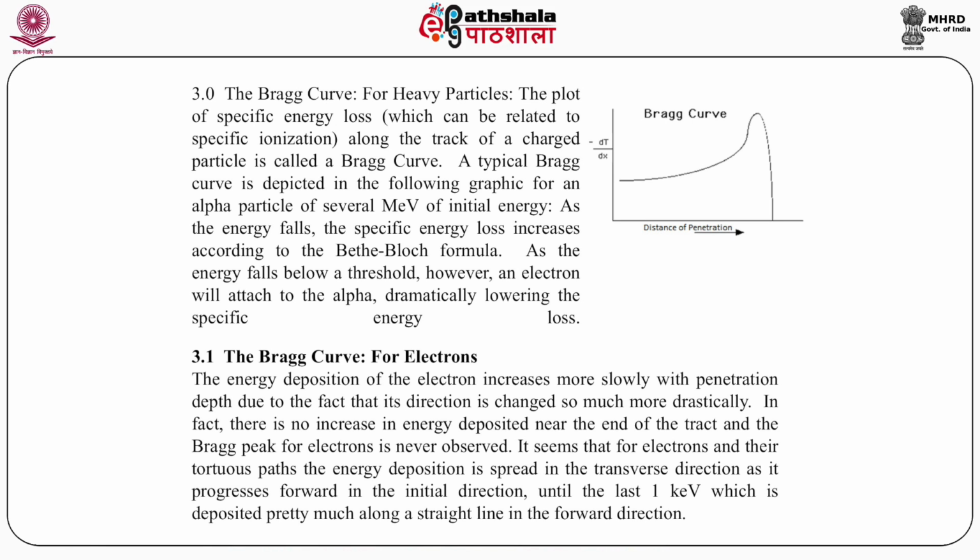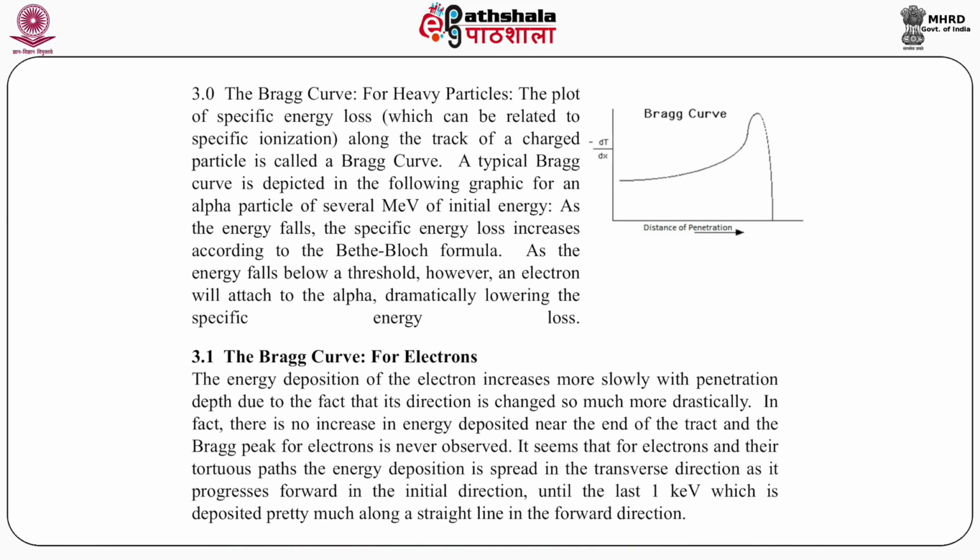For heavy particles, the plot of a specific energy loss, which can be related to a specific ionization along the track of a charged particle, is called a Bragg curve, which is also shown in the slide. A typical Bragg curve is depicted in the following graphic for an alpha particle of several MeV of initial energy.